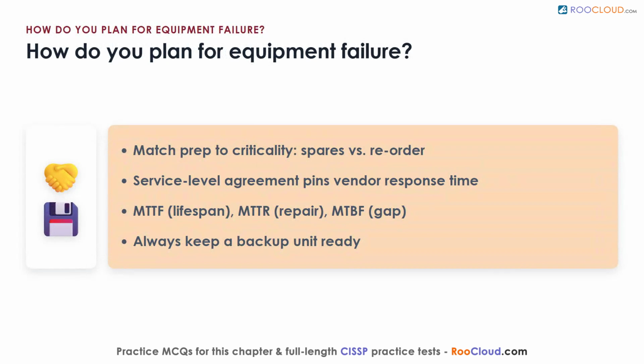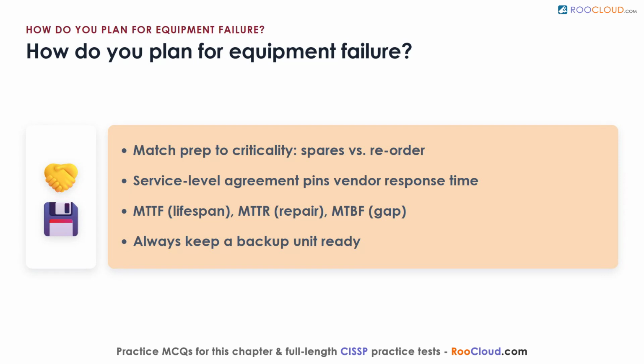By matching your preparation to how critical the asset is. For low-stakes gear, knowing where to buy a replacement within a couple of days may be enough. For critical systems, you keep spare parts on site, accepting that faster recovery costs more in storage and expertise. When on-site spares are not practical, you sign a service-level agreement with the vendor that pins down exactly how fast they will respond. You also plan around 3 lifetime numbers.